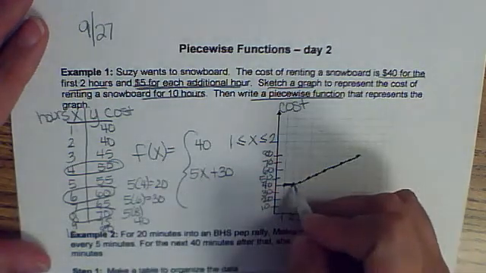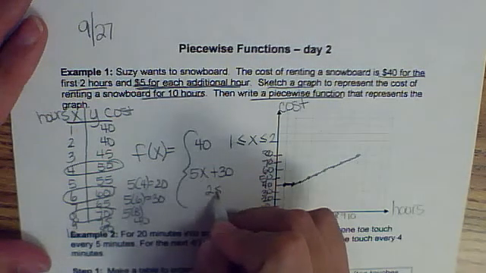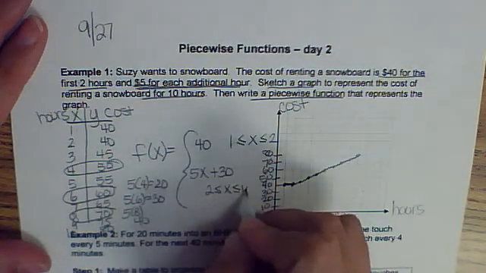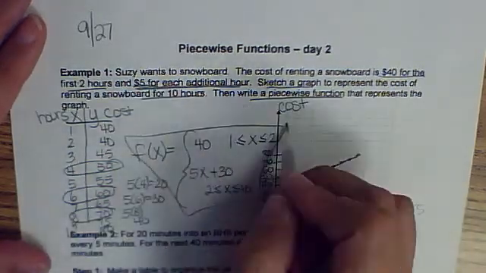Now I have to do my domain for that section. That section goes from 2 to 10, so I show that as 2 is less than or equal to x is less than or equal to 10. So there's our graph, there's our piecewise function.